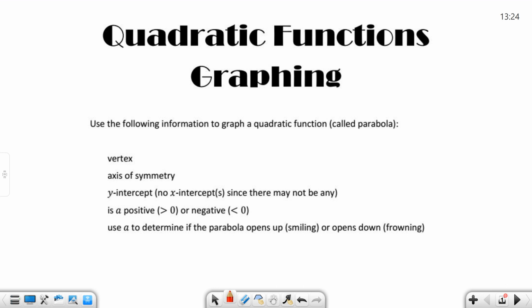And then we're going to use that to determine if the parabola opens up, it's smiling, if a is positive, or if it opens down, it's frowning, if a is negative. So technically it opens up or down. I will often say smiling or frowning. All right, so positive a smiles, negative a frowns. Just like if you're positive, you may be smiling. If you're negative, having a bad day, you might be frowning.